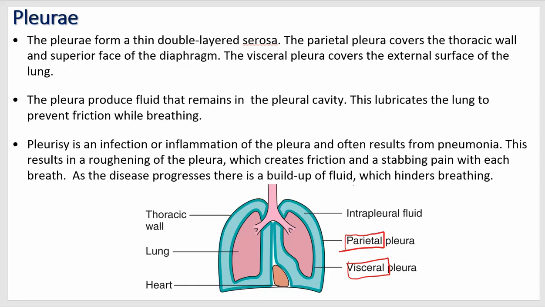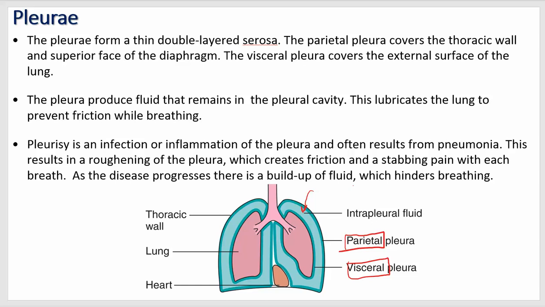All right, so the pleura produce fluid that remains in the pleural cavity. It lubricates the lung to prevent friction while breathing, so the lung can go up and down, or larger and smaller. And that pleural fluid, like with many things, can get infected. A pleurisy can be infected or even damaged. So pleurisy is when you have some kind of infection or damage of that pleural lining. It can result from pneumonia. Anyway, that can make the pleura rougher and create friction.